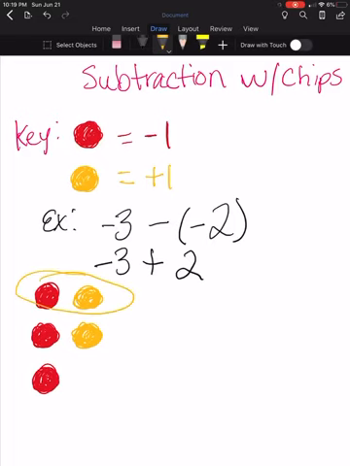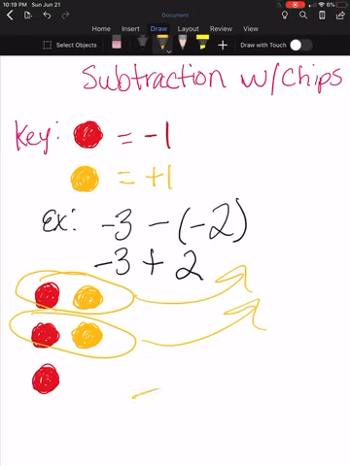Now you locate your 0 pairs. Here go 1. Here go another one. We kick them out the house. We don't need them no more. And then whatever's left, that's your answer. So I have what? 1 negative. So my answer is going to be what? Negative 1.